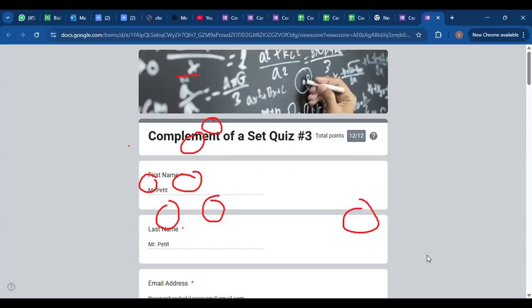All right, so let me clear our drawings. So that's the complement. Any questions on the complement before we move on from the complement? Any questions? All right. How did y'all do in our quizzes?